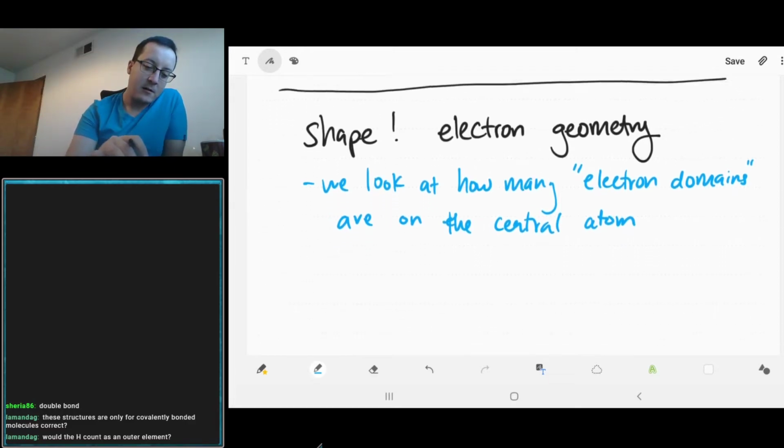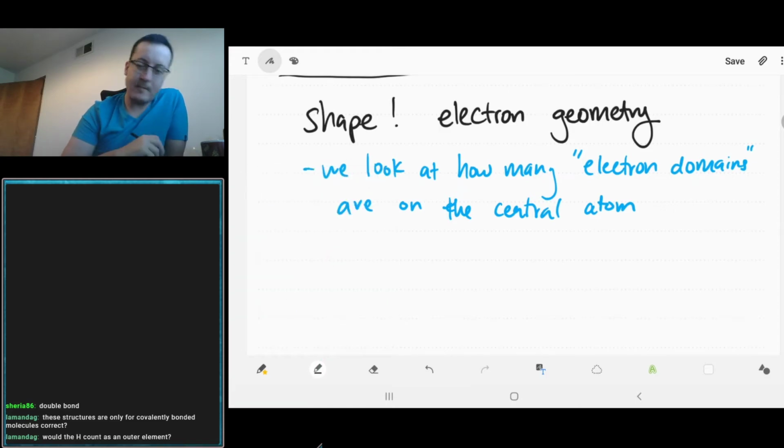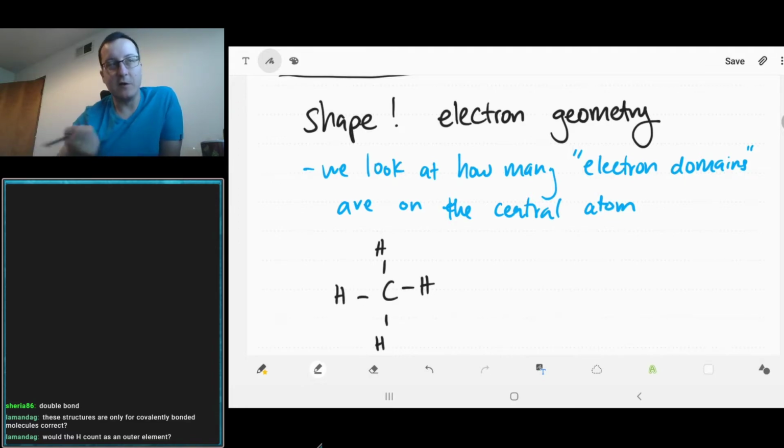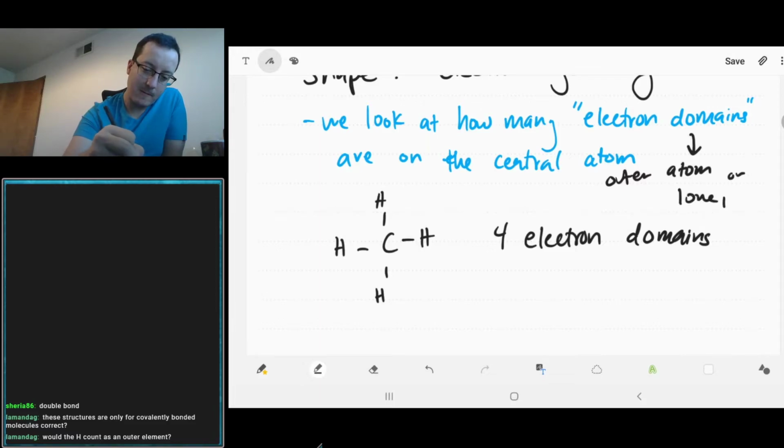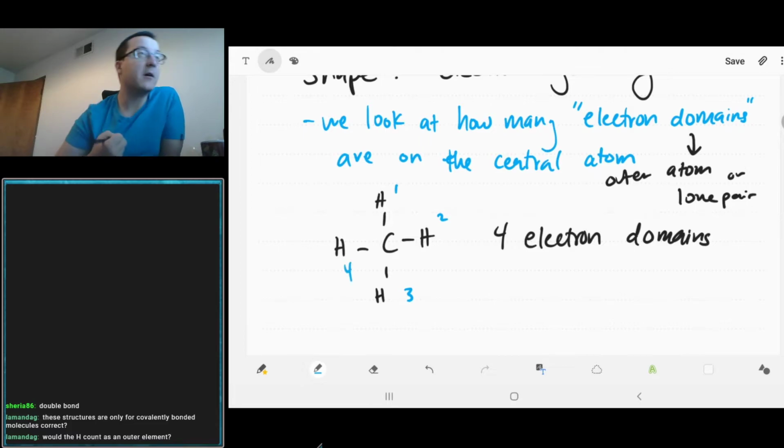So when we're looking at this, let's look at something like methane. Giving you the Lewis structure here. We're going to see that this has four electron domains. Electron domains are either an atom, an outer atom that is, or a lone pair. Here's the first one, the second one, third one, fourth one.